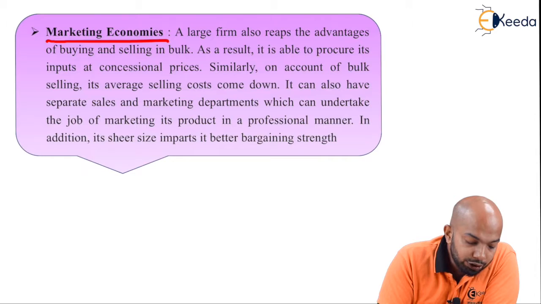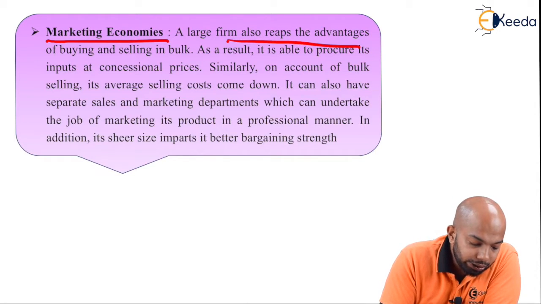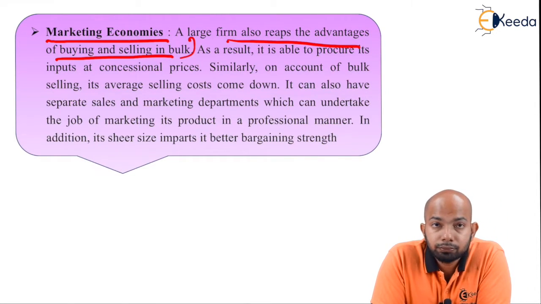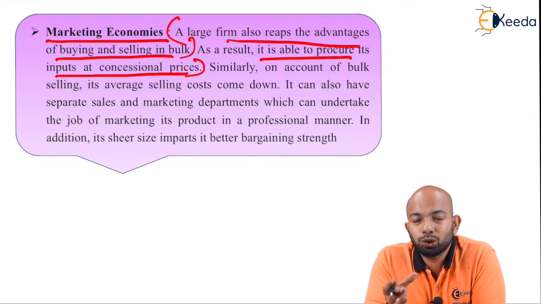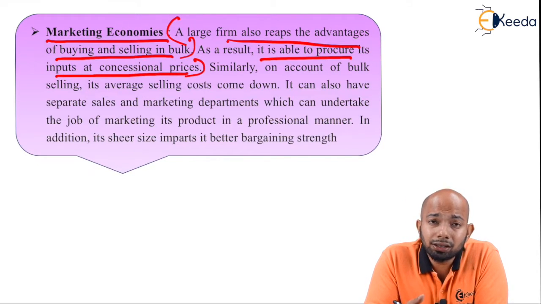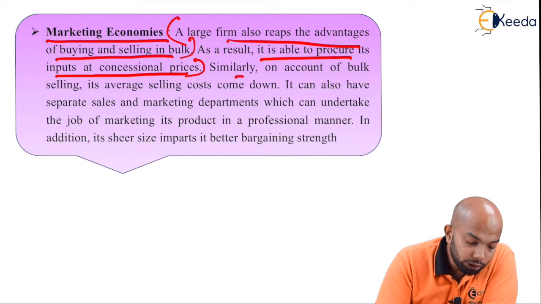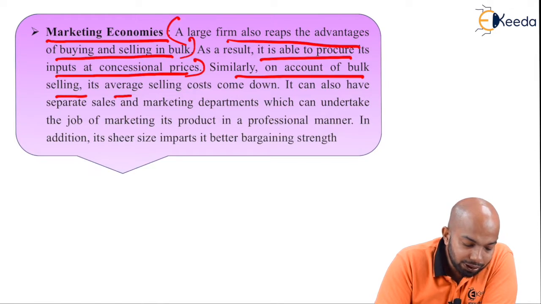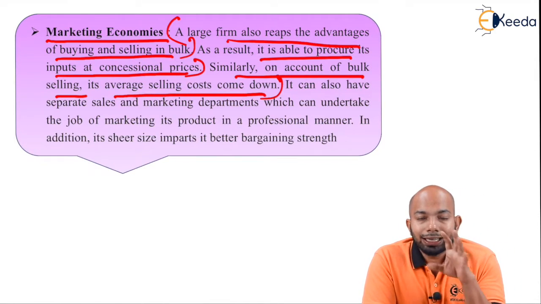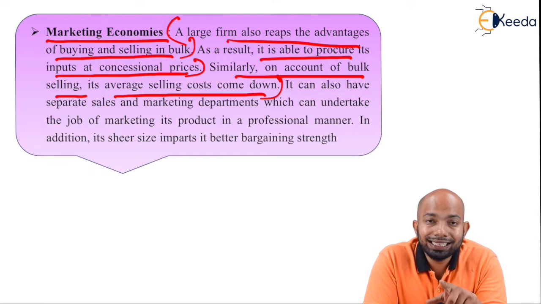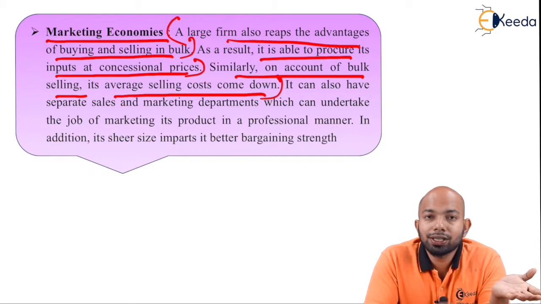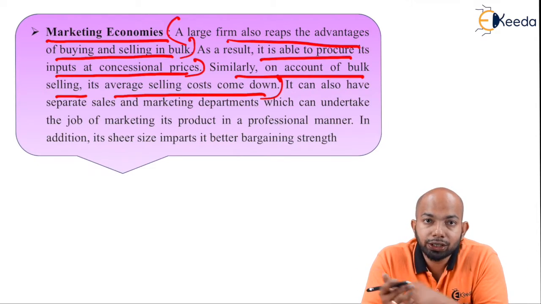Now, a large firm also reaps the advantages of buying and selling in bulk. As a result, it is able to procure its inputs at concessional prices. So if you procure a lot of stuff, you get certain discounts there. Similarly, on account of bulk selling, its average selling cost comes down. If bulk is procured and bulk is sold, average production cost and average selling cost also go down.